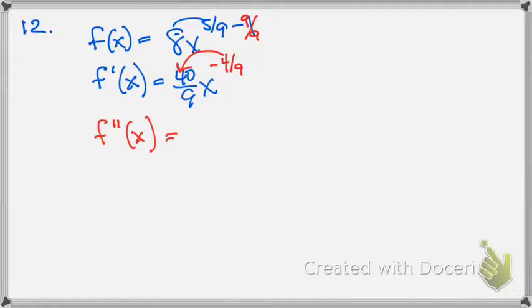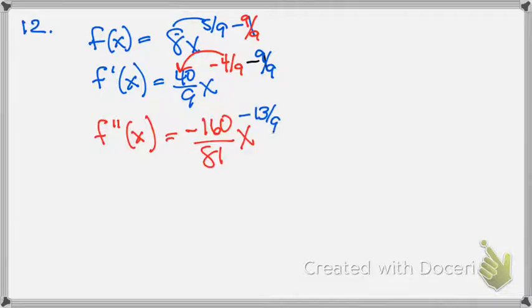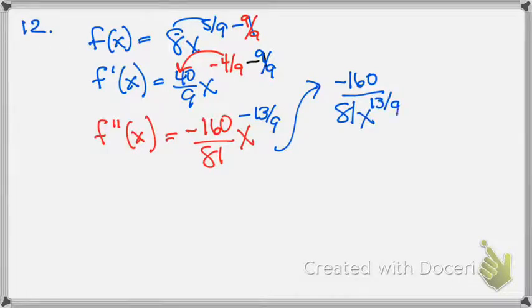Negative 4/9 times 40/9. 4 times 40 would be negative 160. 9 times 9 is 81. These are lovely numbers. And now I need to still subtract 1 in the form of 9/9. So I'm going to subtract 9/9 from negative 4/9, which is negative 13/9. Final answer, though, you can't have a negative exponent. So we're going to move the x to the bottom and make it a positive 13/9. Second derivative just means the derivative of the first derivative.